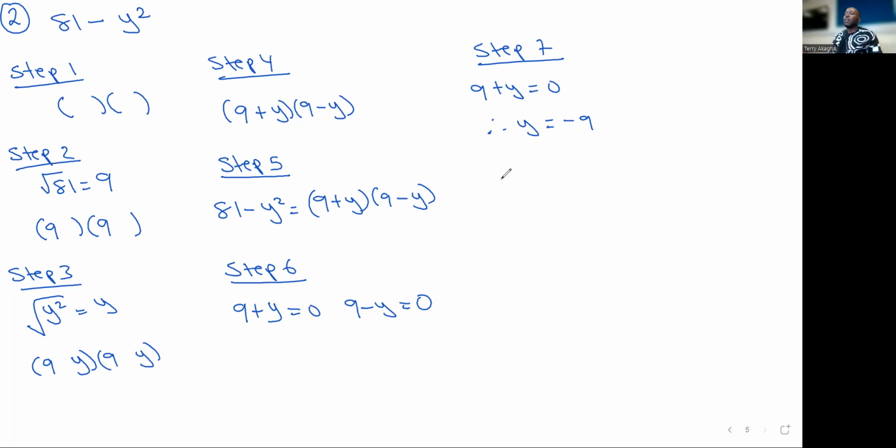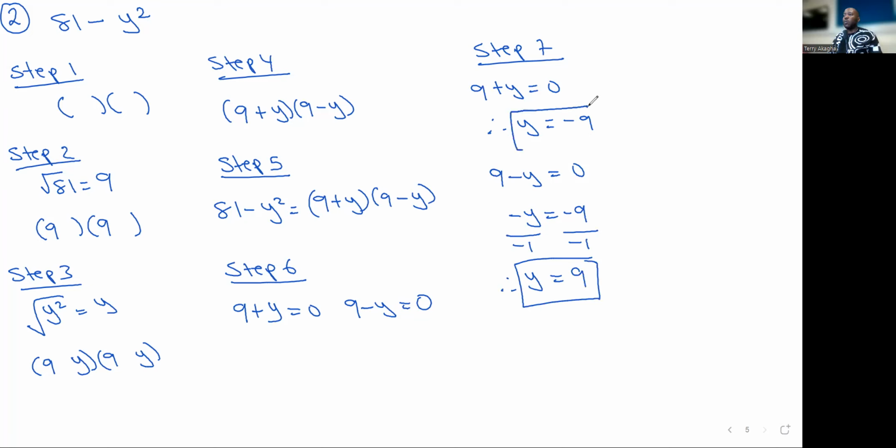Are you seeing it? The next one is that we have 9 minus y is equal to 0. Then we take 9 to the other side. So it's going to give us minus y is equal to minus 9. So divide both sides by minus 1. So therefore, y will be equal to what? 9. So that means we have y is equal to 9, and y is equal to what? Minus 9. So therefore, y will be equal to 9 or minus 9. And that will be the answer for that.